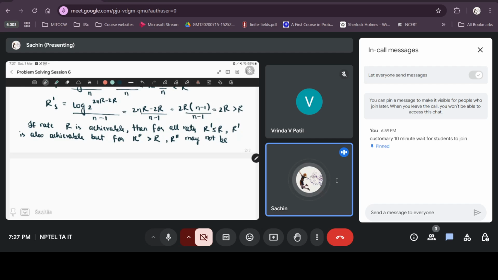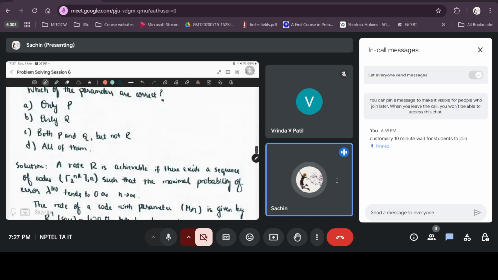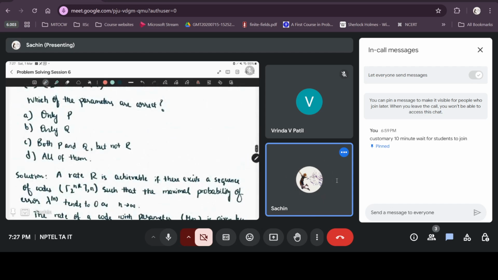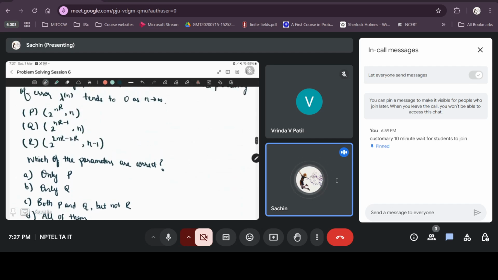But it may not be achievable. So we can't say that all of them are definitely achievable, and both P and Q are achievable. So the correct answer is option C, both P and Q, but not R.